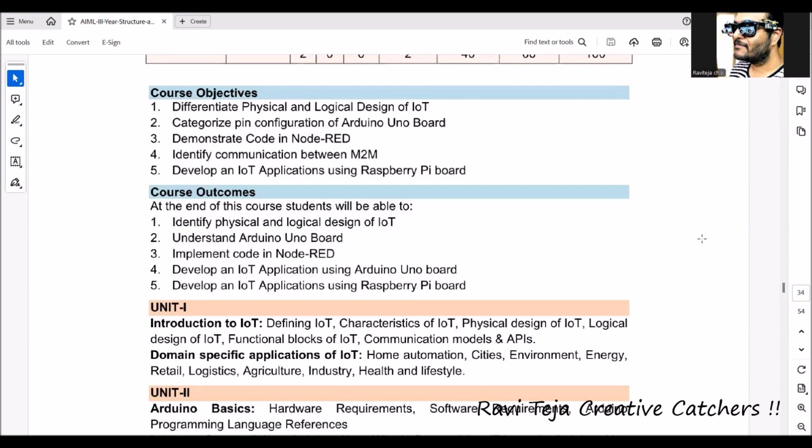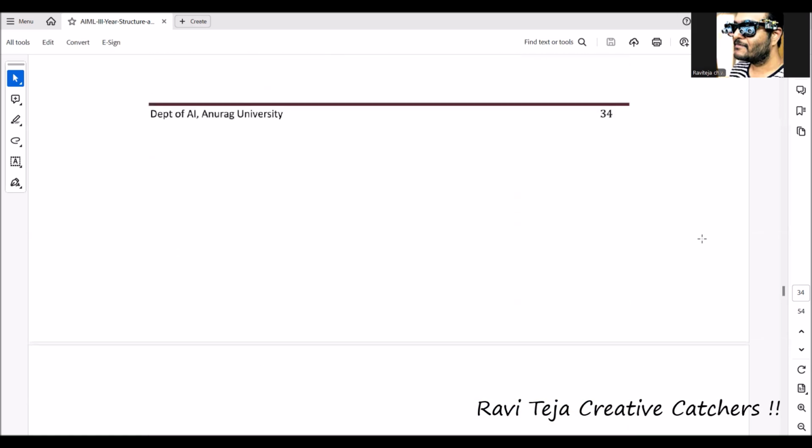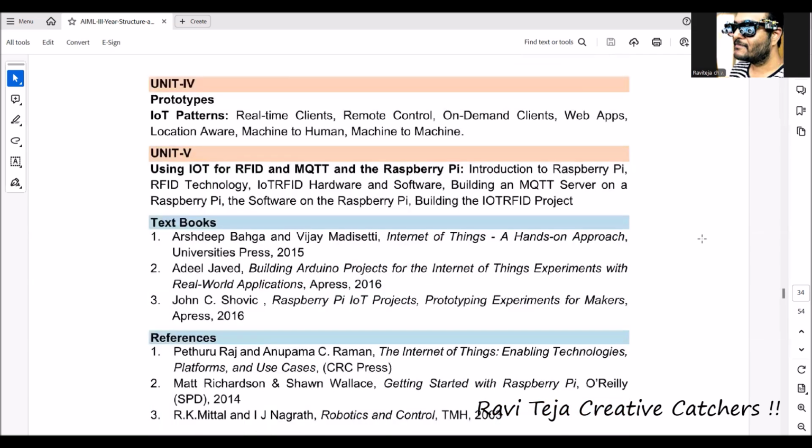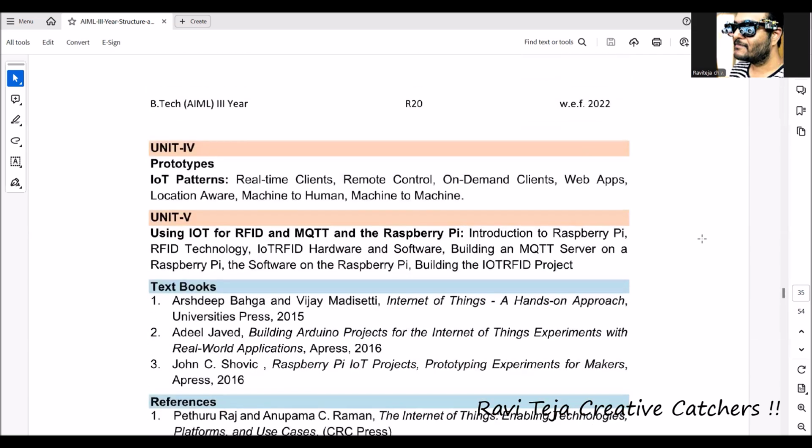And coming to the course outcomes. Once we are through this course, at the end of this course, we'll be able to identify what the physical and logical designs of IoT are, which is very much important. And we are going to learn the different types of boards like Arduino Uno boards and Raspberry Pi boards. And we will also implement the code in Node-RED. And coming to the units, we have a total of 5 units where we need to follow various textbooks and references.